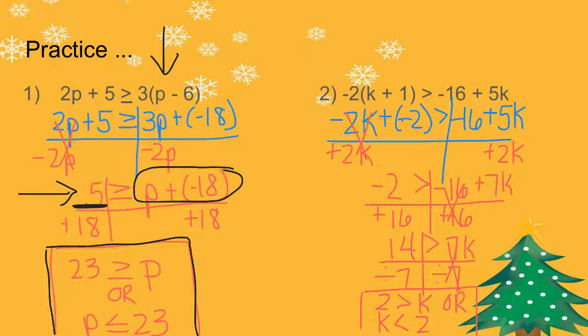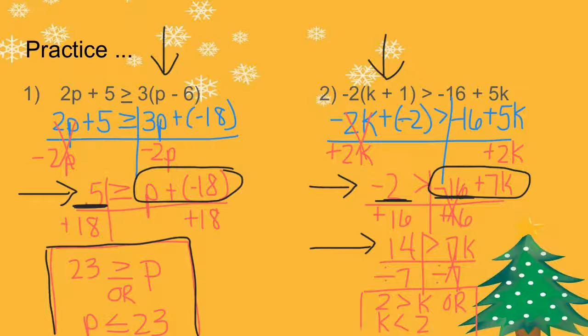Here is my solution to the second problem. Notice that I distributed first. After distributing, you could start anywhere you wanted to, but I decided that I was going to remove my -2k. That left -2 on one side and -16 plus 7k on the right. I need to separate these because my constant is here. It's the constant that has to move. So I'm going to add 16 to both sides. That got me here: 14 on one side, 7k's on the other.